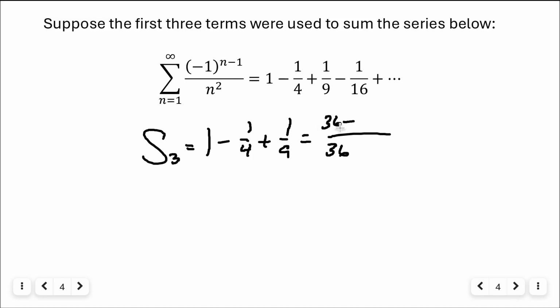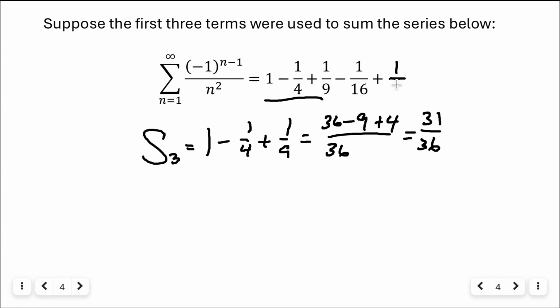1 turns into 36. 4 turns into 9. And then 9, I need a 4, right? So that's 40. 40 minus 9 is 31. So the sum with the first 3 terms is 31 over 36. Now, is that the actual sum of this series? No, right? That's just the sum of the first three terms.